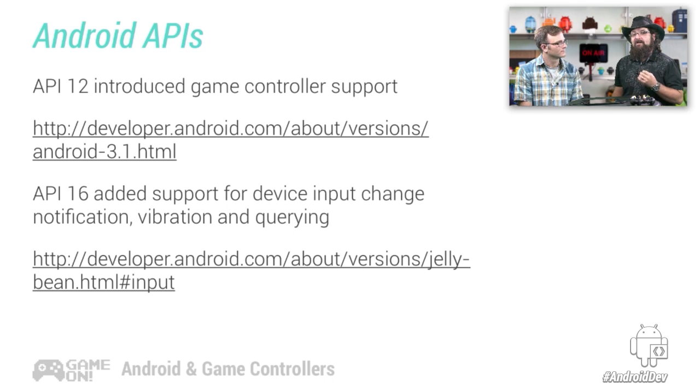In API level 12, we saw the introduction of a lot of the constants that were available for dipping into game controllers, understanding whether an input device is actually a joystick, or whether it has joysticks, whether it's a gamepad, whether it supports buttons. And this has all been available in the documentation since API level 12. There's a link on the slide right now. If you're new to game controllers, this is the place to start.